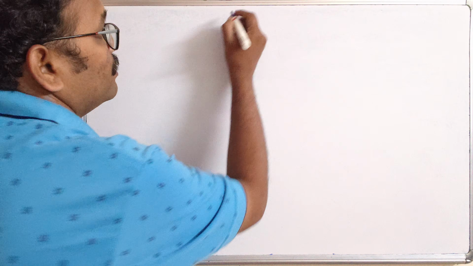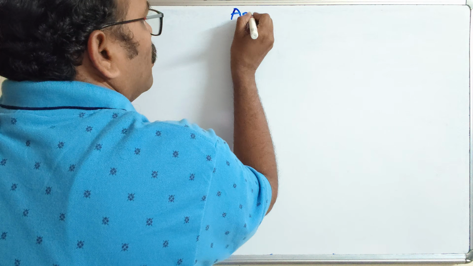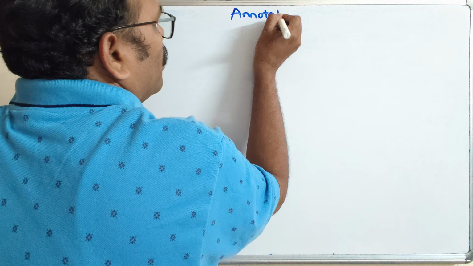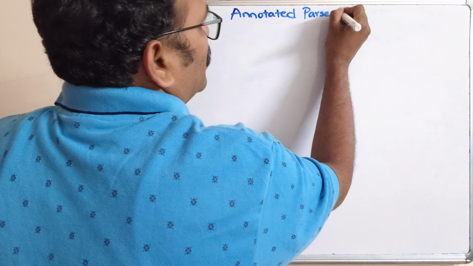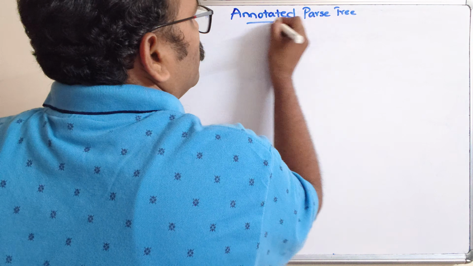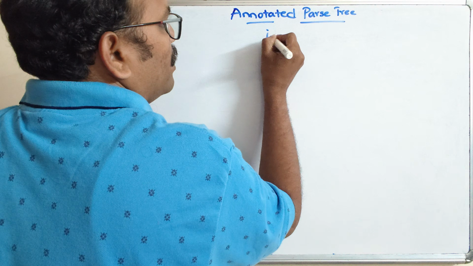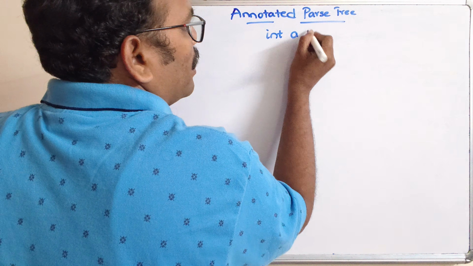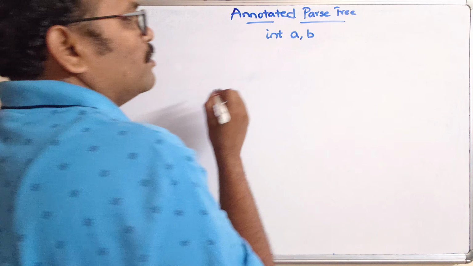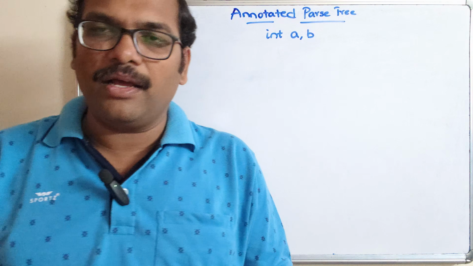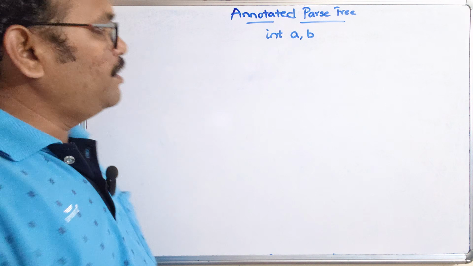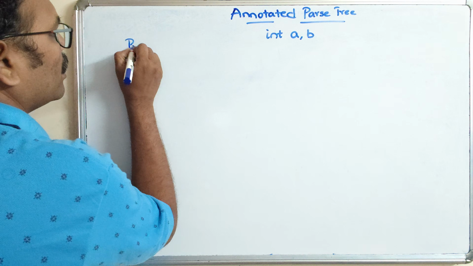So today we'll see the example for int a, b. The input string is int a comma b. For this particular input, we'll see the parse tree. First, let us see the productions. What are the productions?